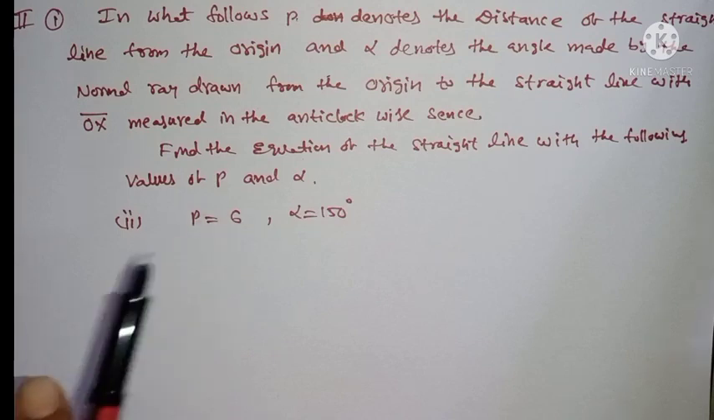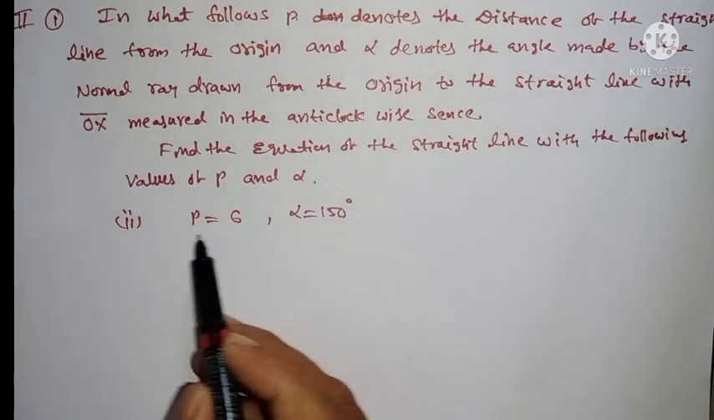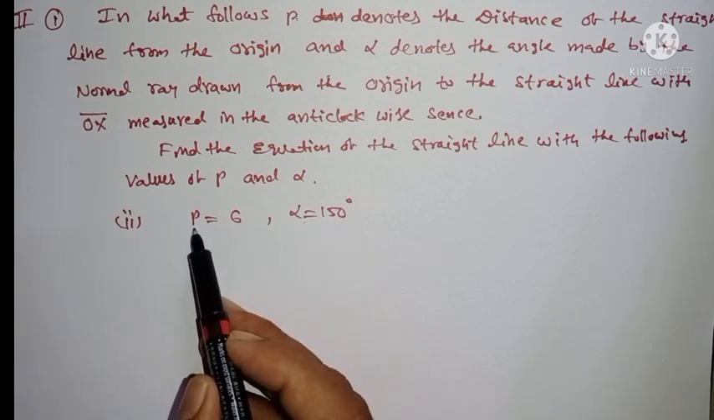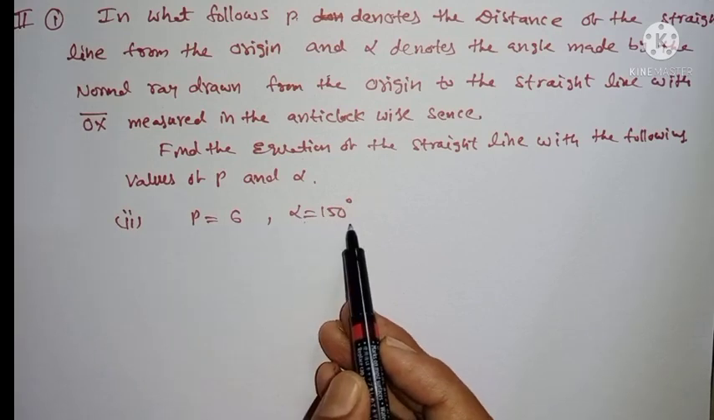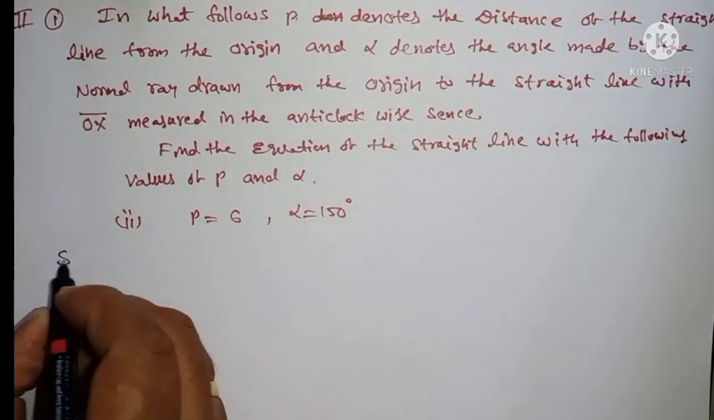Now in this, there are 6 problems: 1, 2, 3, 4, 5, 6. I will explain only one problem, that is P is equal to 6, alpha is equal to 150. It is given P is a distance and alpha is equal to 150. Find the equation. How to find the equation? You can observe here. What is the formula? Normal form. Listen, the solution is.